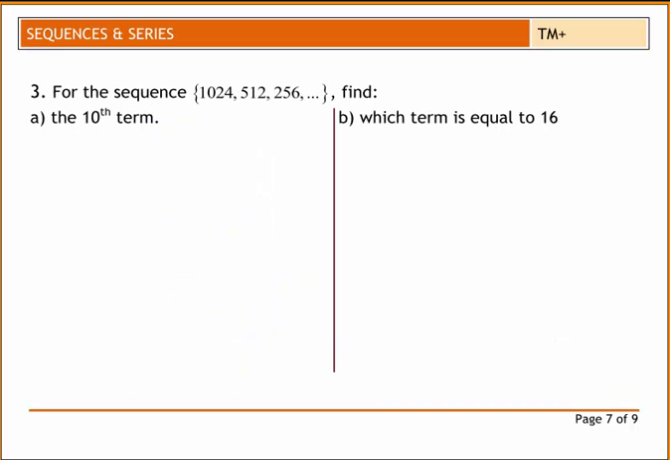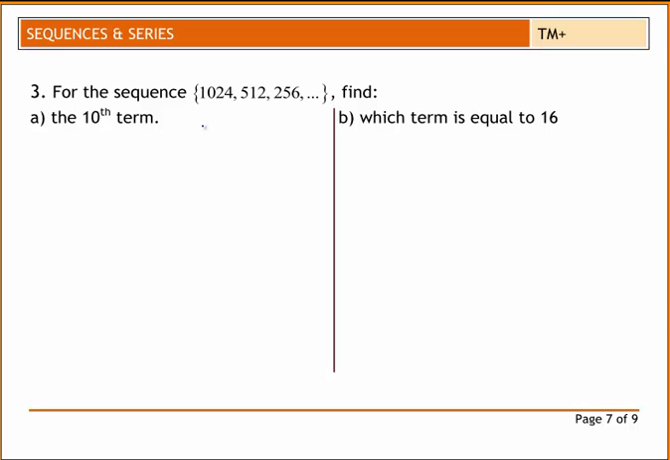Next, for the sequence 1024, 512, 256, find the 10th term. Now we do have 2 types of sequences: arithmetic and geometric. You need to show which one it is. You can't just assume, because you're not going to know which one it is in a test, so you need to say.